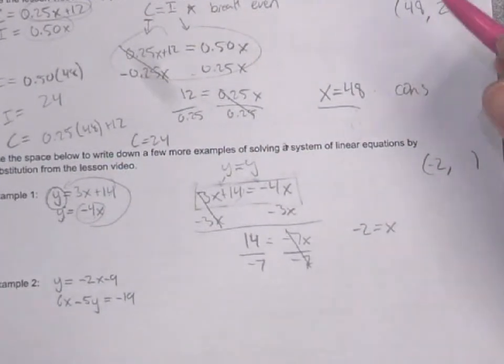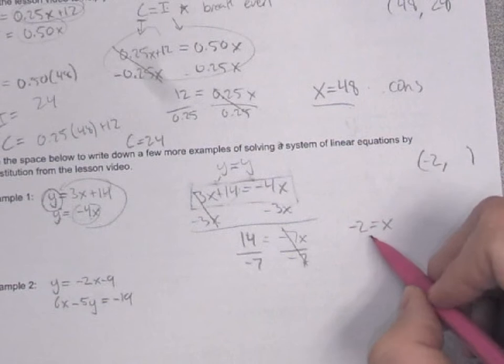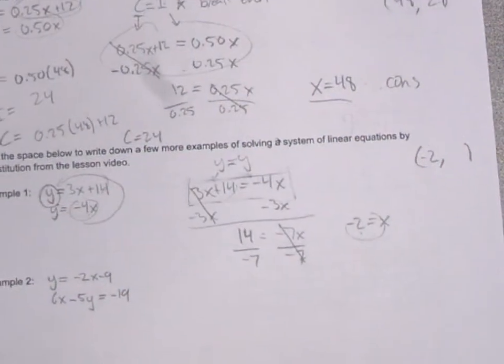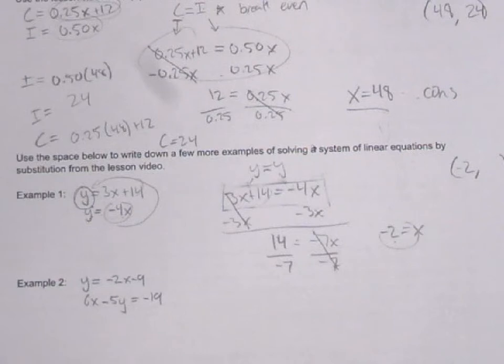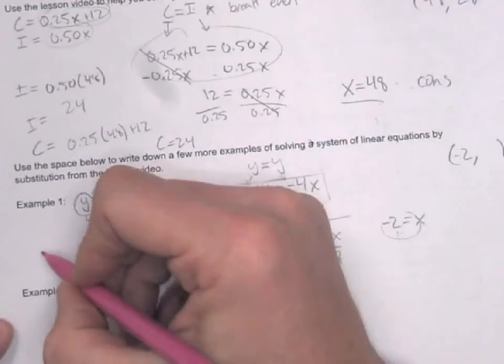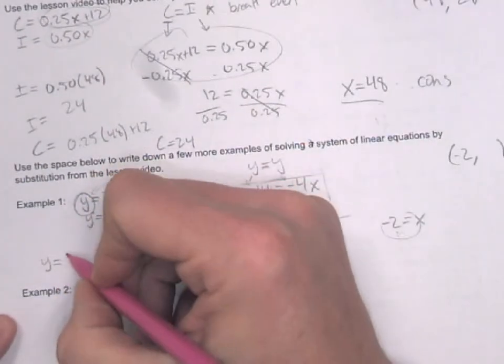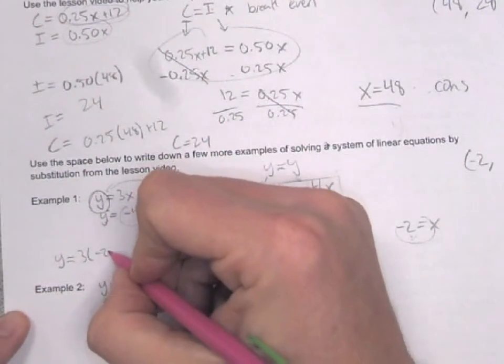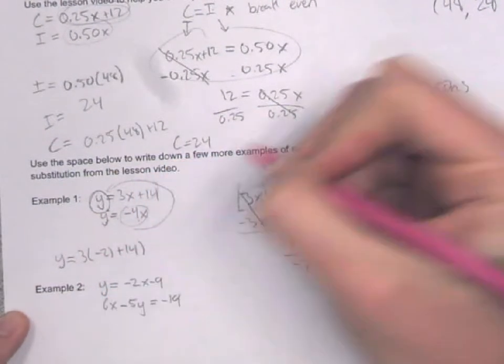So what I have to do is plug this number back into one of these equations. It doesn't matter which one, they're actually going to give me the same thing, and I'm going to show that that's the case. So let's substitute back in. Let's take this and plug it back in to see what my y is. So y is equal to 3 times -2 plus 14.